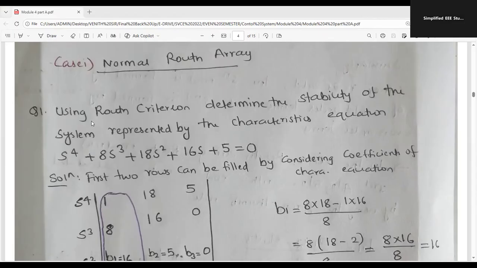We have a system. Using Routh array criterion, determine the stability of the system represented by the characteristic equation given by s to the power 4 plus 8s cube plus 18s square plus 16s plus 5 equal to 0. It is a characteristic equation. That means the characteristic equation is nothing but the denominator polynomial of the transfer function equal to 0. That is called the characteristic equation.